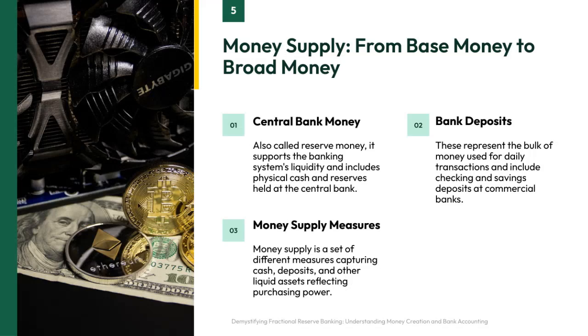Here, we're looking at the concept of money supply moving from base money to broad money. First, central bank money, often called reserve money, forms the foundation. This includes physical cash and reserves that banks hold at the central bank, which ensures the banking system remains liquid. Next, we have bank deposits, which make up the majority of money in everyday use. These include checking and savings accounts held at commercial banks.